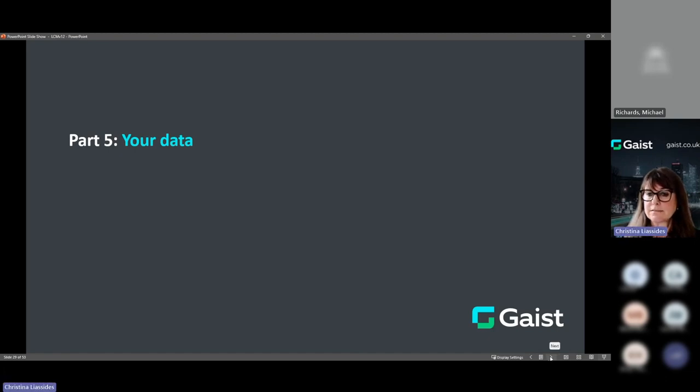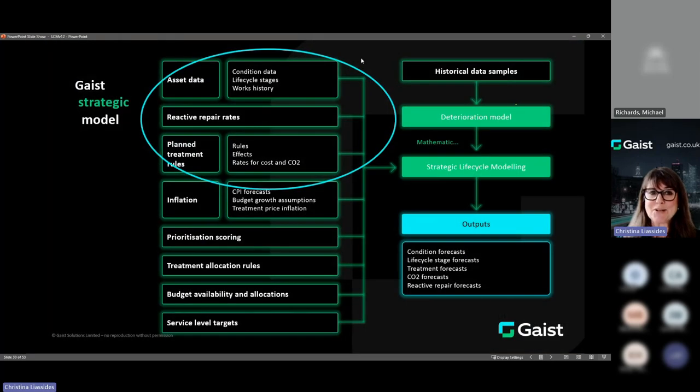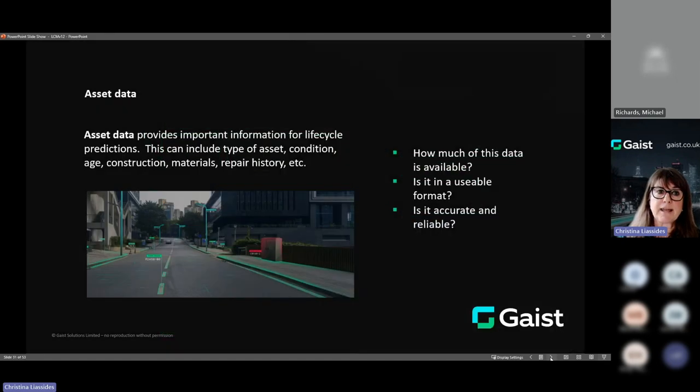Okay, so data-led. Data is very important, obviously. A lot of the actual data that goes in is information about the condition of the road. I'm going to talk about life cycle stages, and that's very much bound up with how you might renew the life cycle of a road. Any works history, reactive repair rates, rates for costs of preventative and capital treatments, and all of this needs to go in terms of data. There's more data as well, obviously, but let's talk about highway data in the first place.